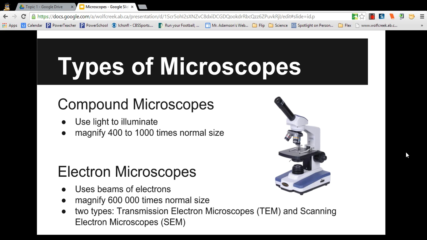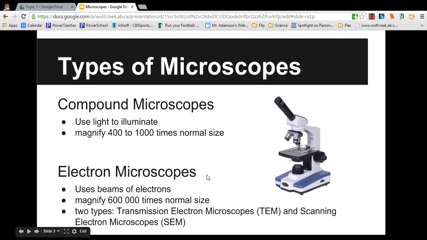So we're going to talk about two specific kinds of microscopes. The first one we're going to talk about, where the cursor is going, is a compound microscope, and that's a little picture there of a compound microscope. That's what we have in the school here. A couple of interesting points about them, especially when you're doing your assessments on terms: they use light to illuminate, so you can see a little light down here, and they magnify something 400 to 1,000 times its normal size.